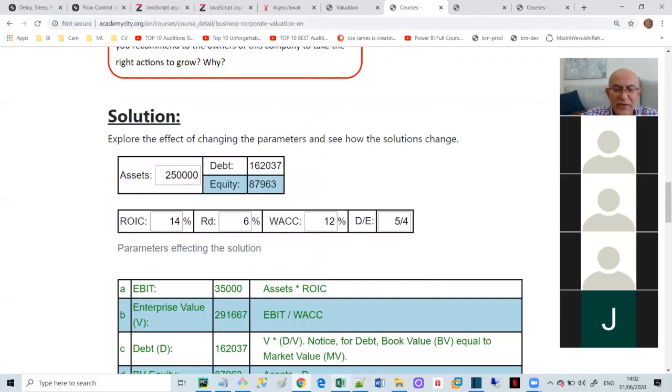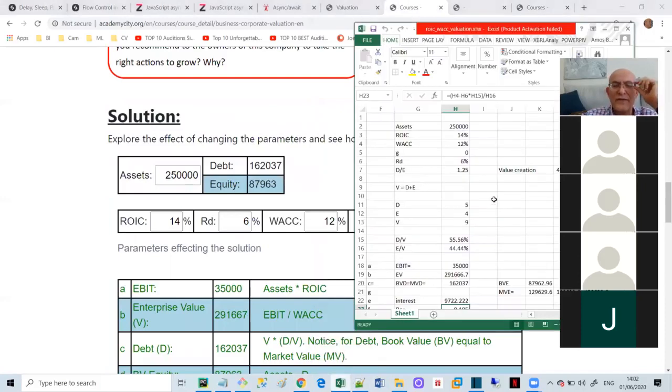I just did the calculation for you here in the Excel. Whoever feels comfortable, how do I get that number? Very simple. 35,000 divided by the WACC. The truth of the matter is, I should really divide by WACC minus G, but G is 0, it doesn't make any difference. Fair enough?